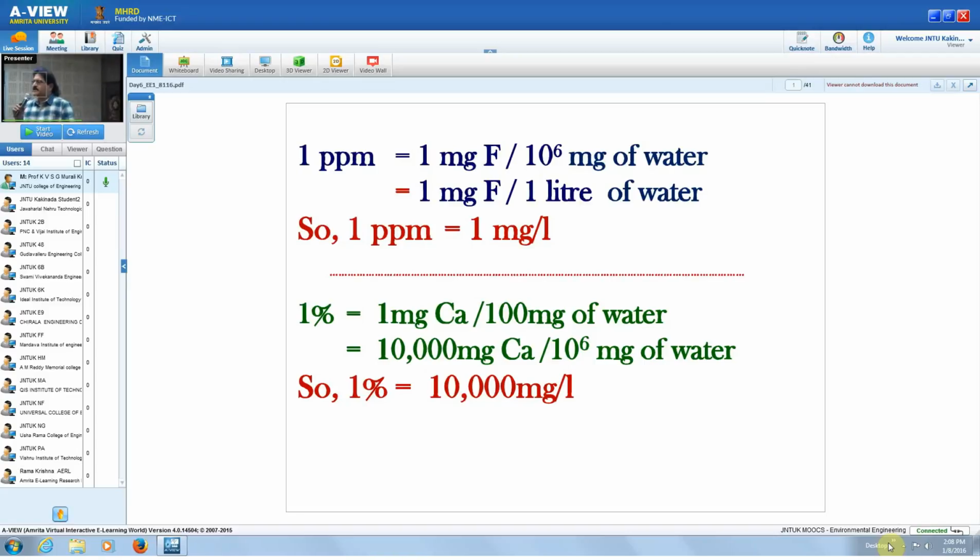Similarly, in seawater, the salinity is 35,000 ppm. So it is very common practice to express it as 3.5%. Like that, in brine, where the concentration of salt is very, very high, we express it as percent. But 1% is equal to 10,000 ppm. 1 ppm is equal to 1 mg per liter. So 1% corresponds to 10,000 mg per liter. Unless otherwise specified, we are all supposed to express the values only in mg per liter.